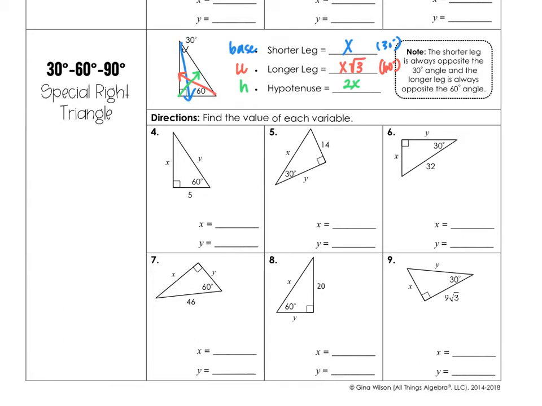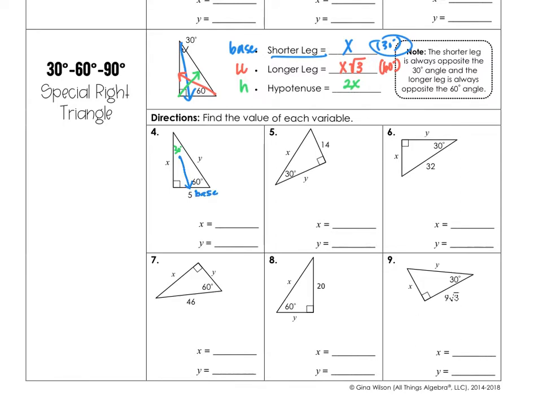Okay, so let's look at number 4. Obviously we always start off with the easier one. We know that this is 60, so this angle has to be 30. Which means that the leg length it's giving us is the base, or the shorter leg. It's always the one across from the 30-degree angle. So that's technically our X, our easy X. That's our base.